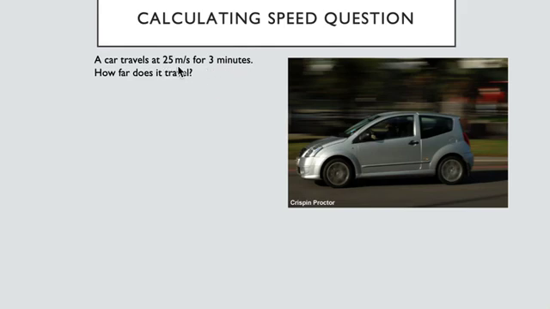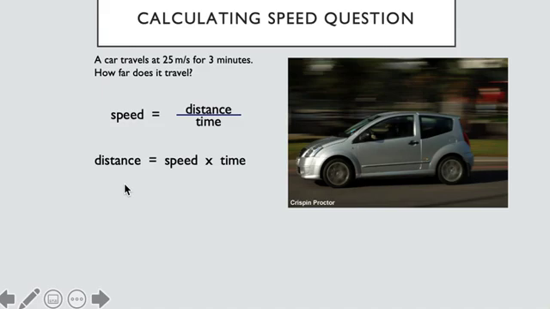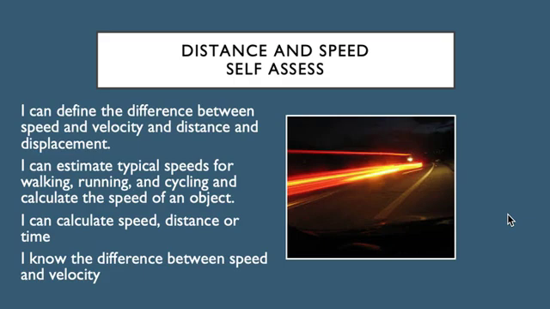One way that we can make this slightly more difficult is instead of using seconds, we could use minutes. So here's an example. A car travels at 25 meters per second for 3 minutes. How far does it travel? We know that speed is distance divided by time, so we could rearrange our equation using the triangle or just by rearranging it, so that distance equals speed times time. So 25 meters per second is our speed. We've got to change the minutes into seconds, and there are 60 seconds in a minute. 3 times 60 is 180, so the distance is speed times time, 25 meters per second times 180 seconds, so it'd be 4,500 meters.